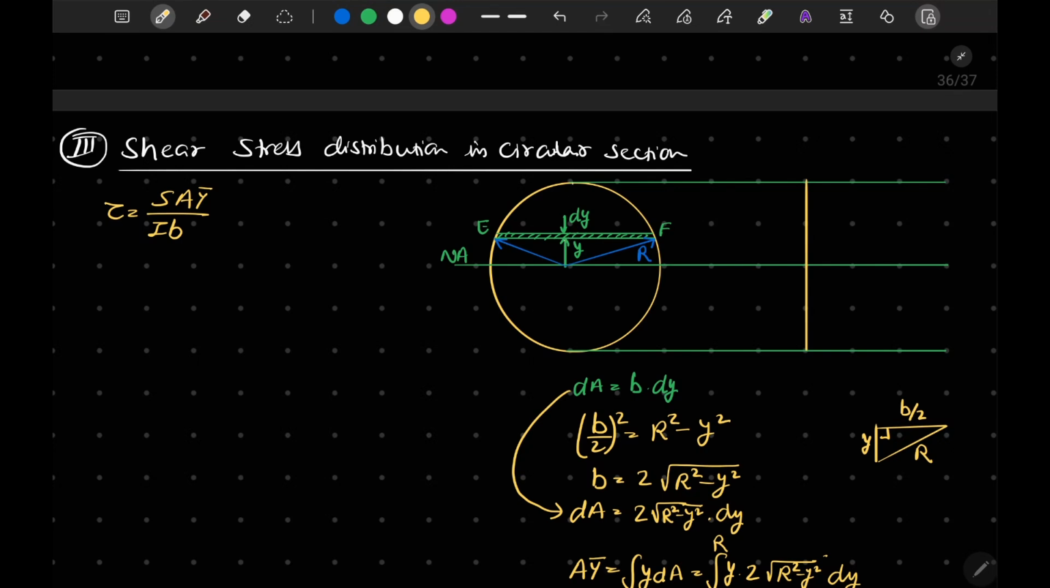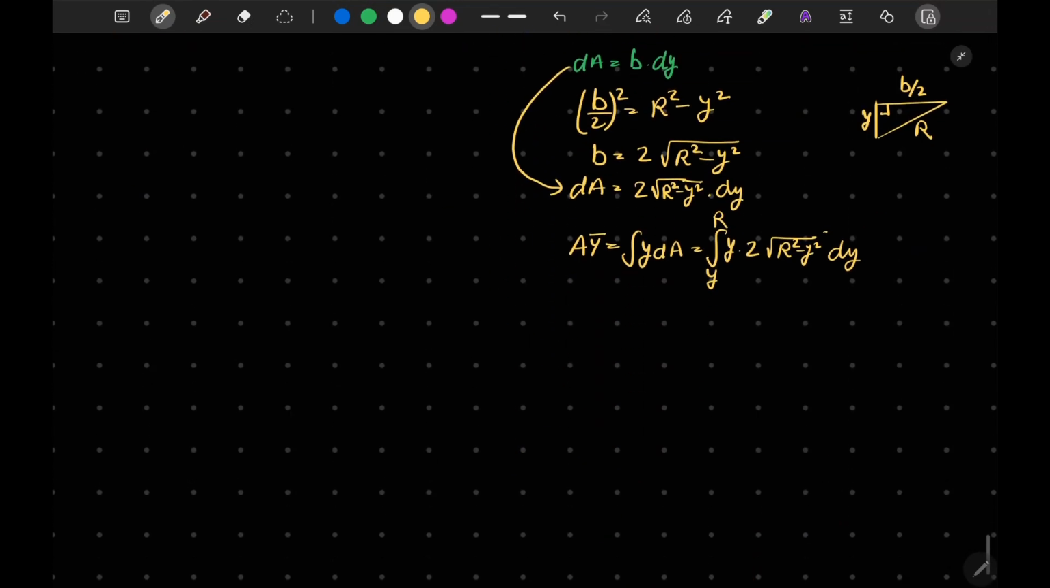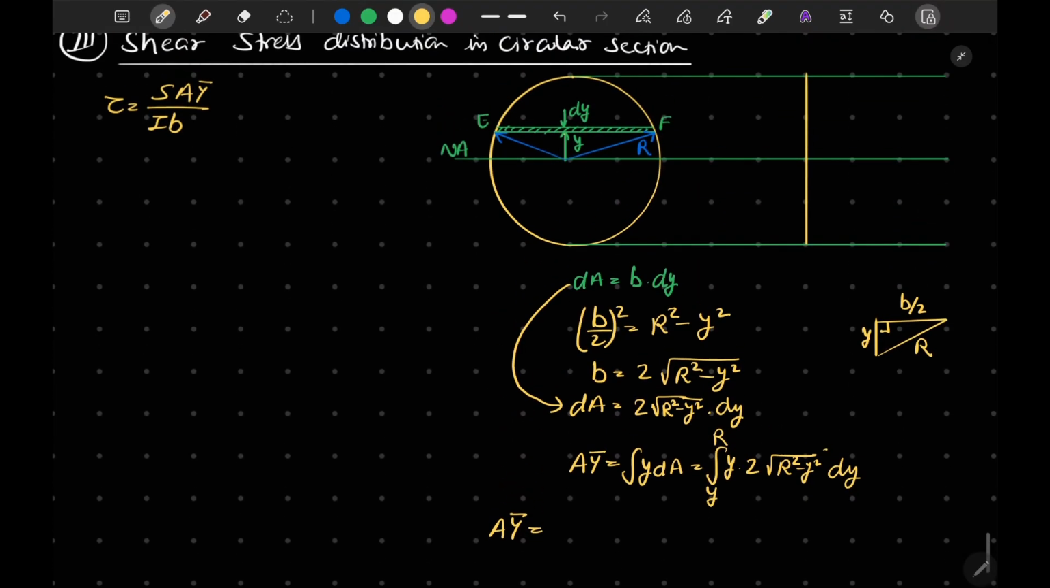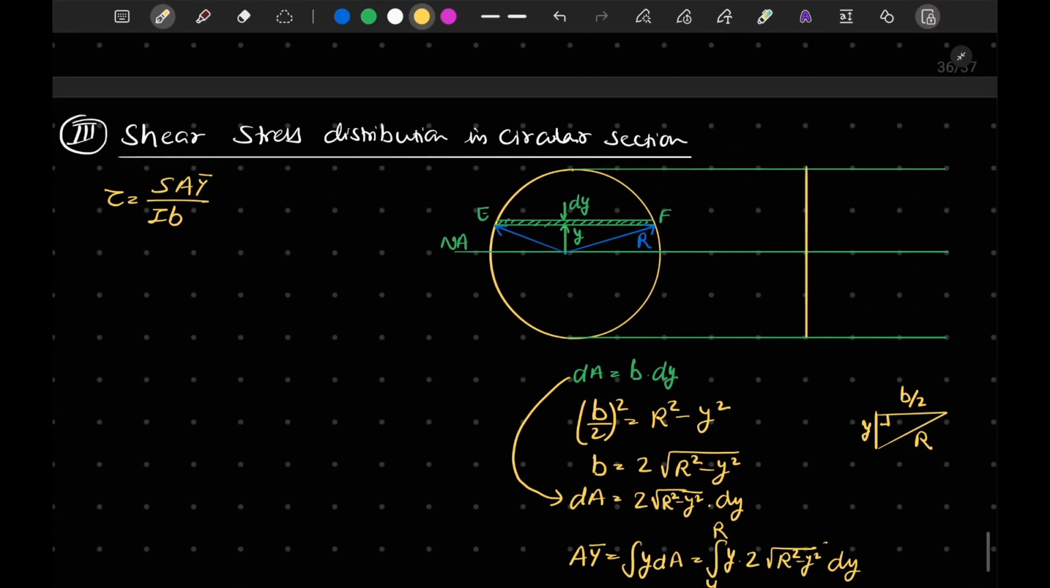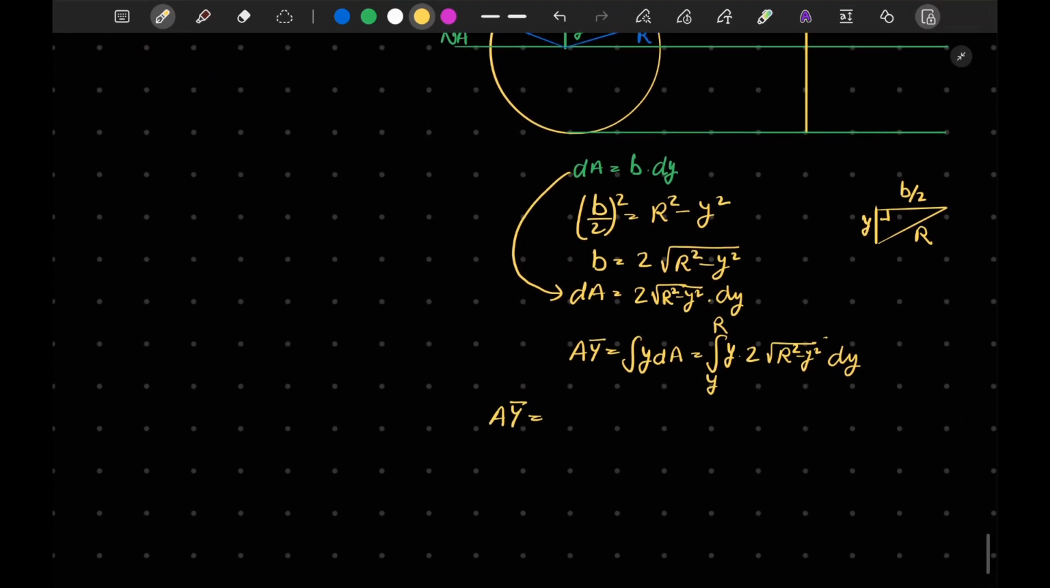Now if I want to integrate this, I will obtain A·Y bar. Of course you might be thinking why didn't I use A and Y bar separately here. We can say that our area A is varying in this circle, and also our Y bar will be varying. Since both are varying, I have combined both to calculate our first moment of area.